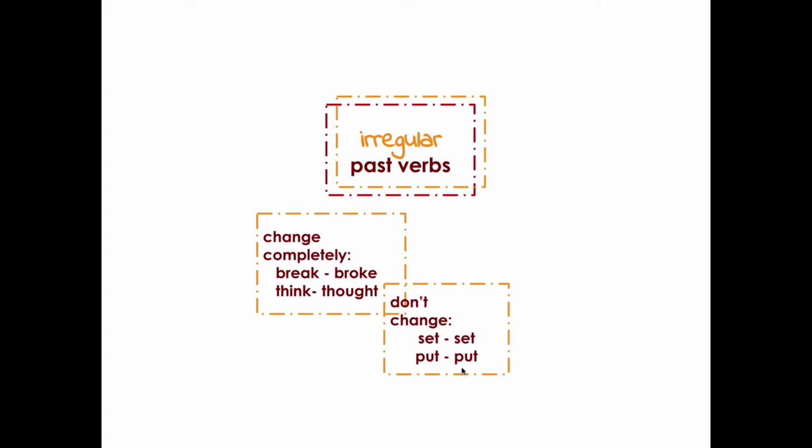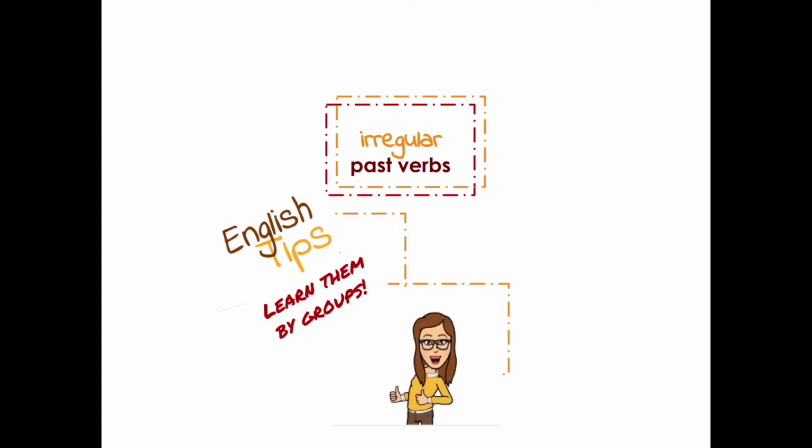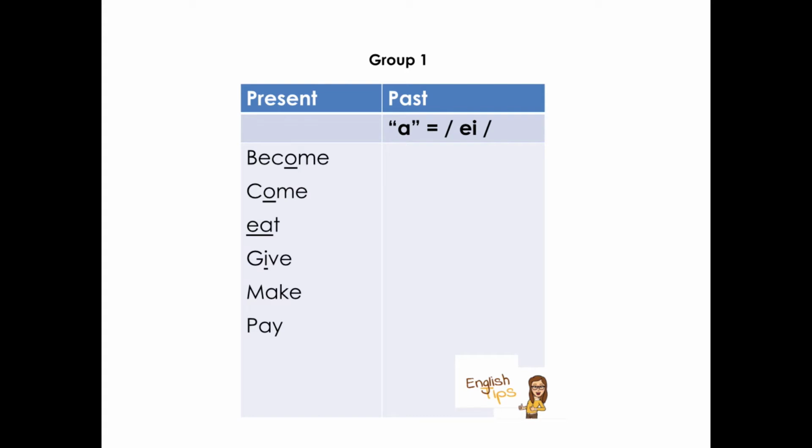What is the tip we can learn today? Well, something that could really help you improve and learn fast is learning these verbs by groups, by phonetic groups that sound similar. Let me show you what I mean. I have grouped them in 8 different groups, and the first is the group that turns into an A sound in the past form. For example, become, became, come, came, eat, ate, give, gave, make, made, and pay, paid.